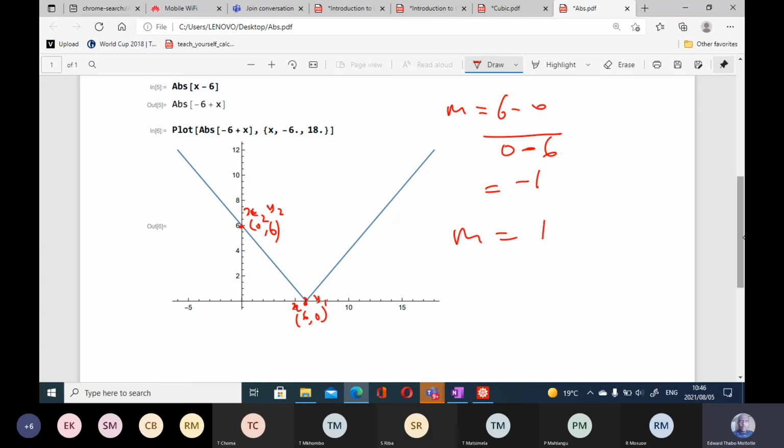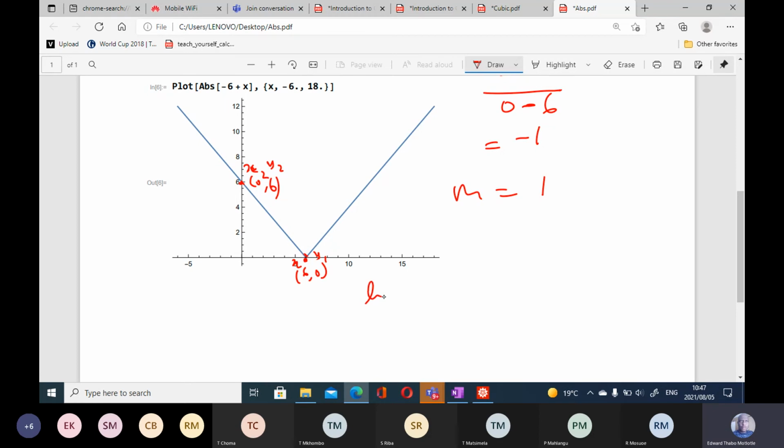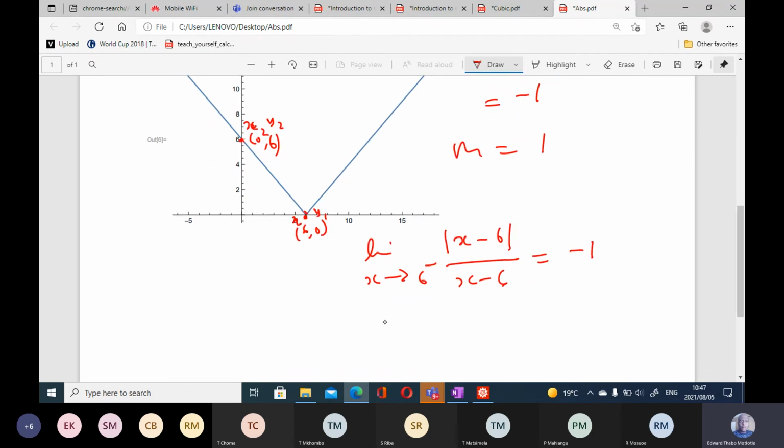So you can clearly see that the limit as x approaches 6 from the negative side, we solve that one to be |x minus 6| over x minus 6. This guy is equal to negative 1 from the left hand side, and the limit as x approaches 6 from the positive side, this is what we got, over x minus 6, this is equal to positive 1. So these two are not equal.